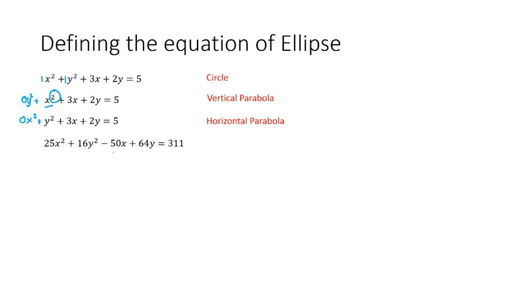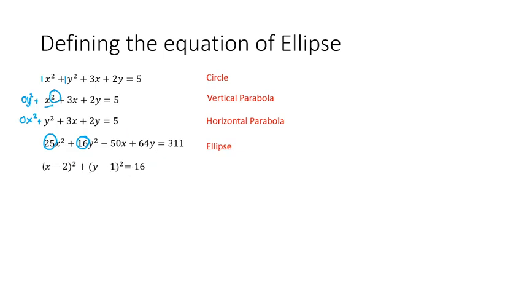What about this one? Is it an ellipse? Later, we will prove that this is an ellipse. You will define the value of a and the value of b by completing the square first. But you can see, as you have a coefficient of x squared different from the coefficient of y squared, this is an equation of an ellipse.